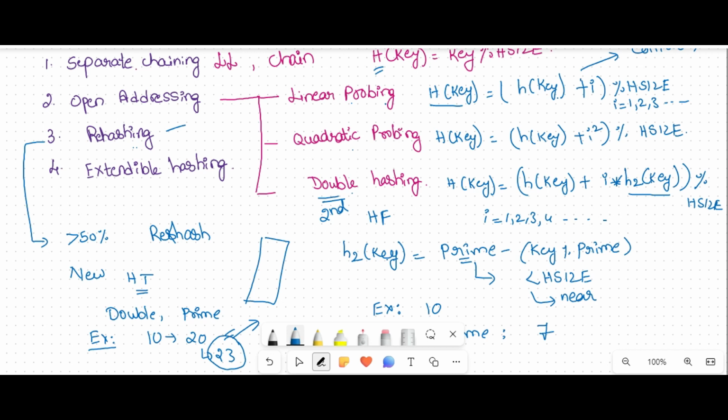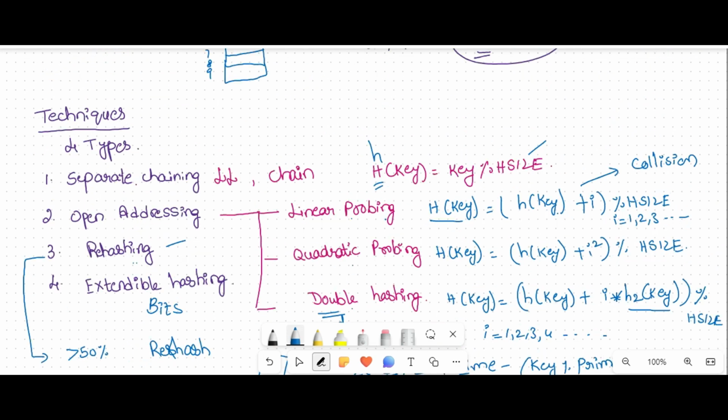Now extendable hashing means if large data is there, and the elements are stored based on the bits, so it is called extendable hashing.